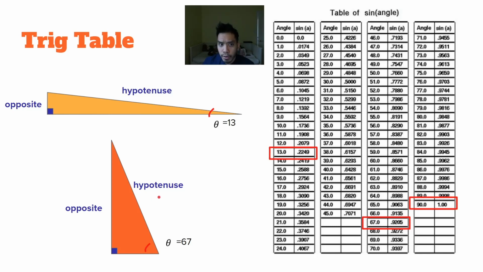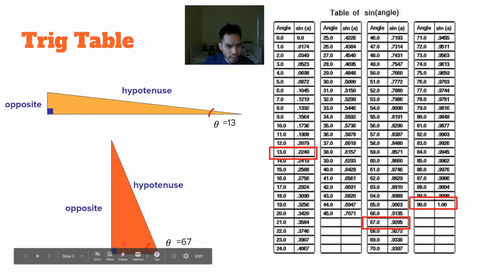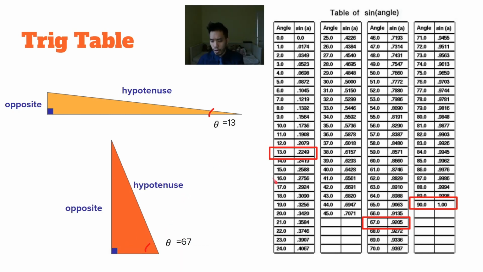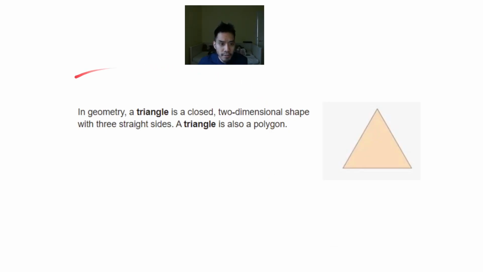That means they're the same value. How is that even possible? How can you have a 90-degree focus angle? What I want you to take a look at is going back to the definition of a triangle here. It says in geometry, a triangle is a closed two-dimensional shape with 3 straight lines. It has to be closed. It's got to have 3 straight lines. This is a typical shape of a triangle.